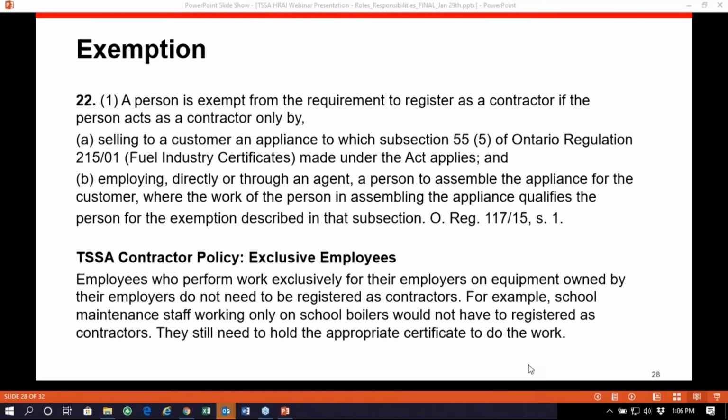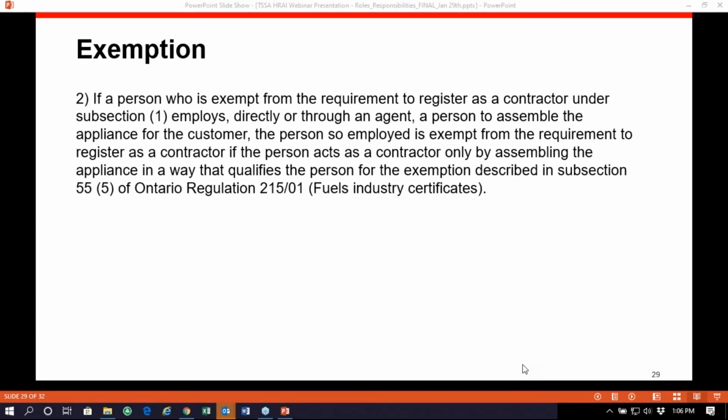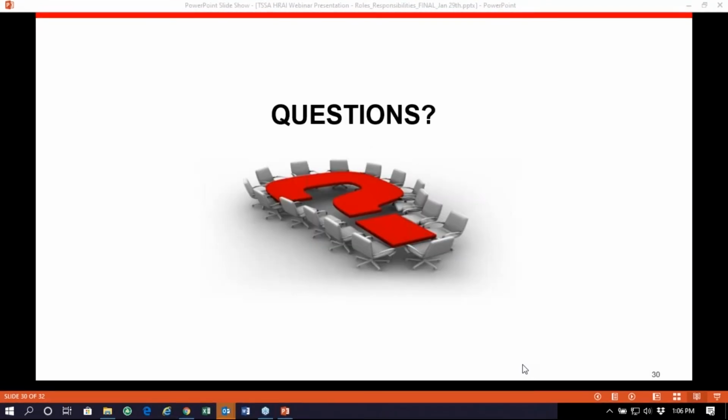But if you stray out of that or decide you're going to do work on the weekends on your own or anything like that, then you are required to register your company as a contractor. There are a couple of exemptions available under certain circumstances. The first exemption had to do with the store. The second applies more to the individual exemption: an employee of the retail outlet who is assembling barbecues, for example, is not required to hold a certificate or be registered.